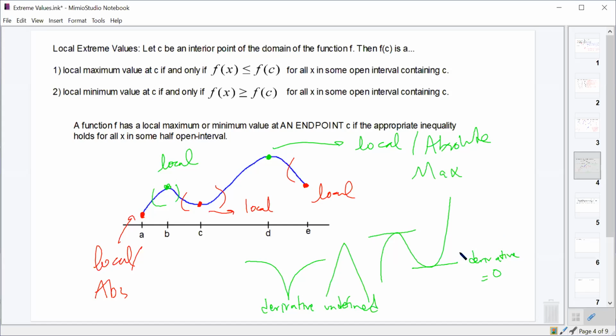So 3 things. Derivative is 0, derivative is undefined, and endpoints. And so when I ask you soon to find the local max and min or absolute max and min of a certain function on a certain interval, those are the 3 things you'll have to check. Endpoints, derivative undefined, derivative 0. Make sense?